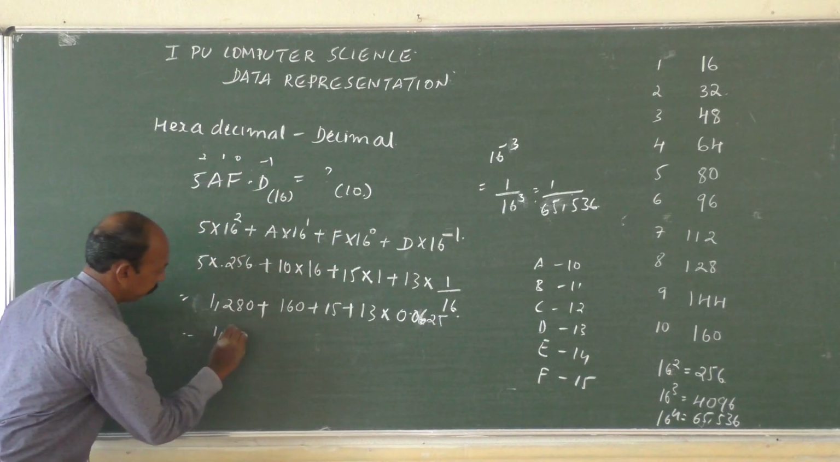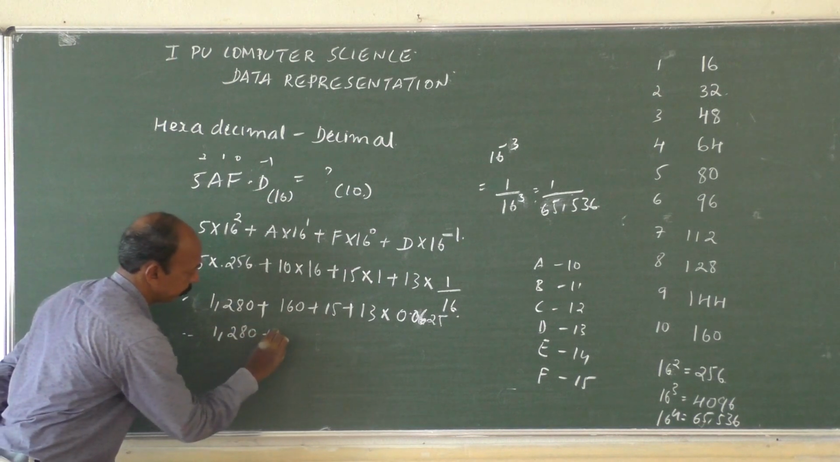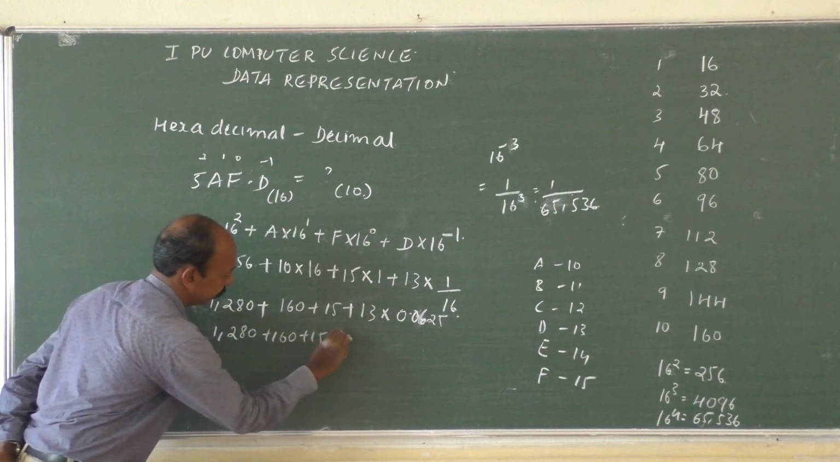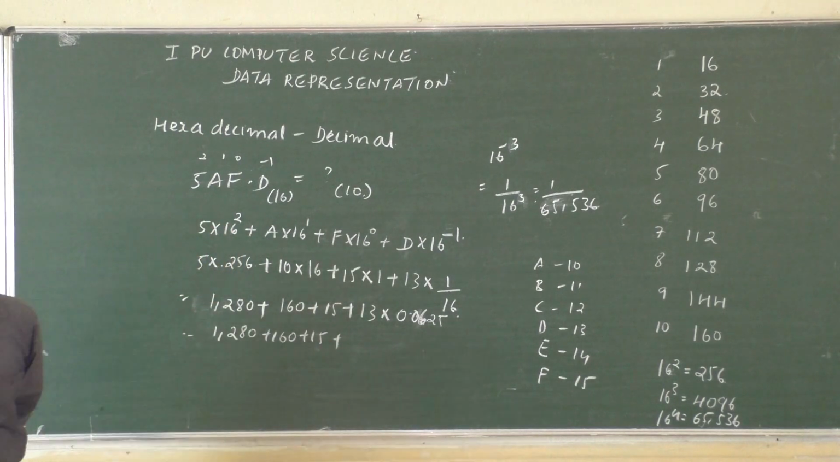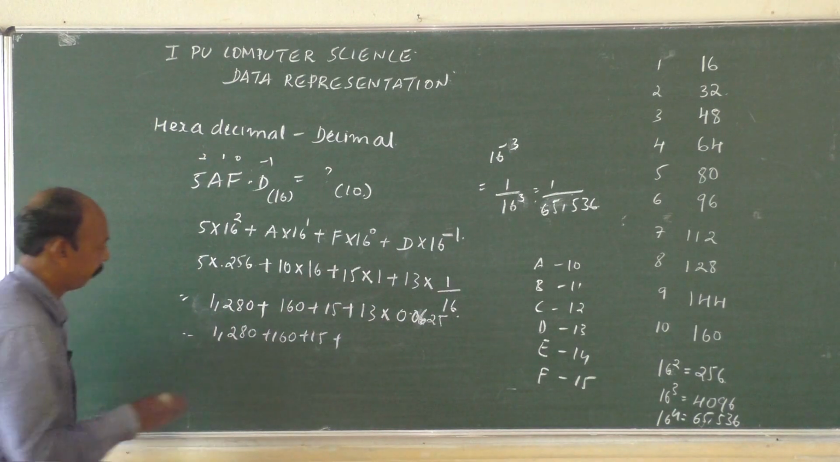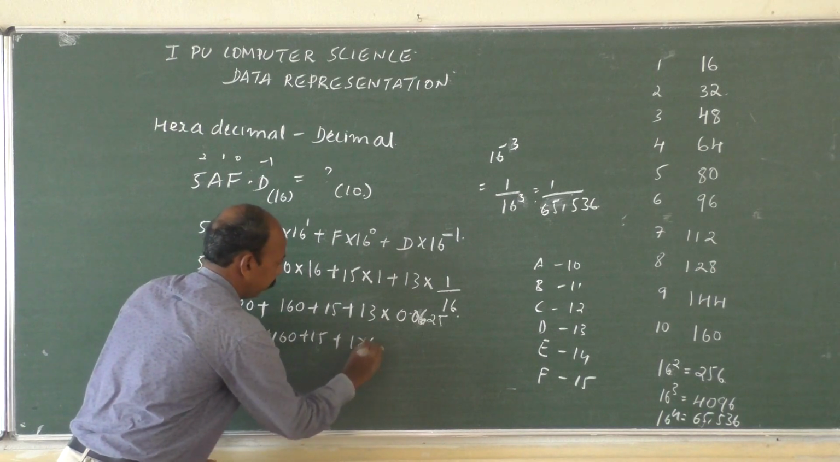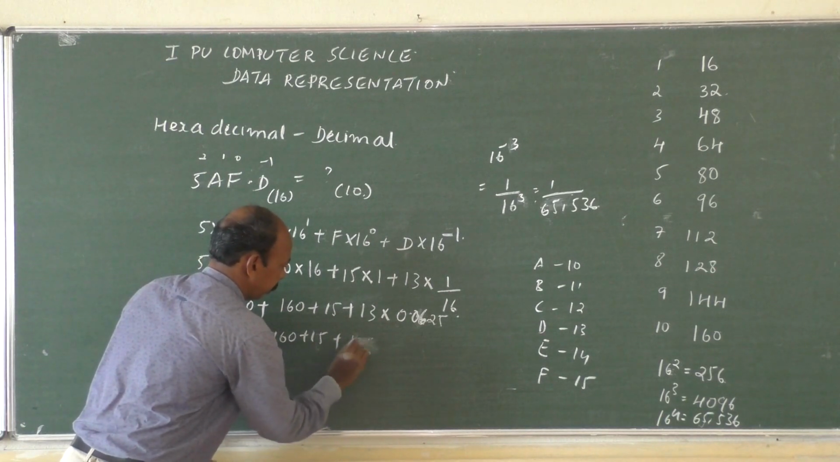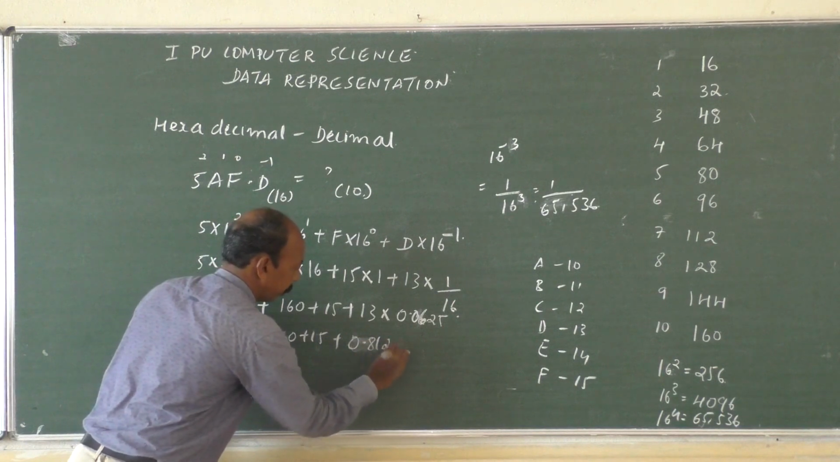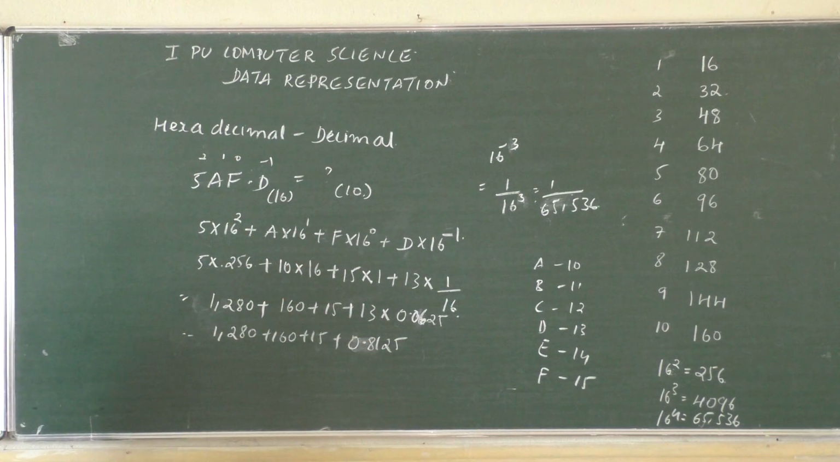So it is 1280 plus 160 plus 15 plus 13 into 0.0625. Just do the calculation using a calculator. That is 13 into 0.0625, which comes out to be 0.8125. Now you add it up.